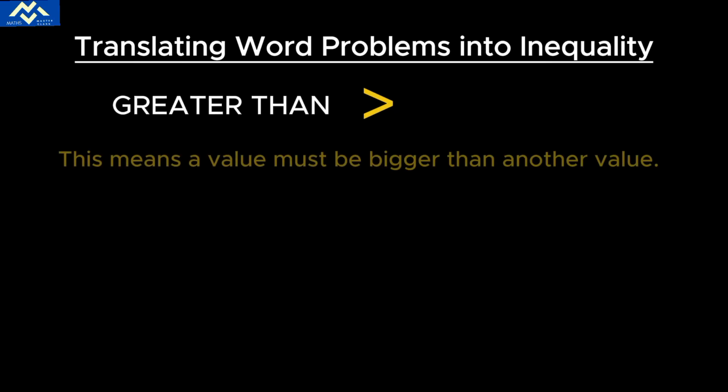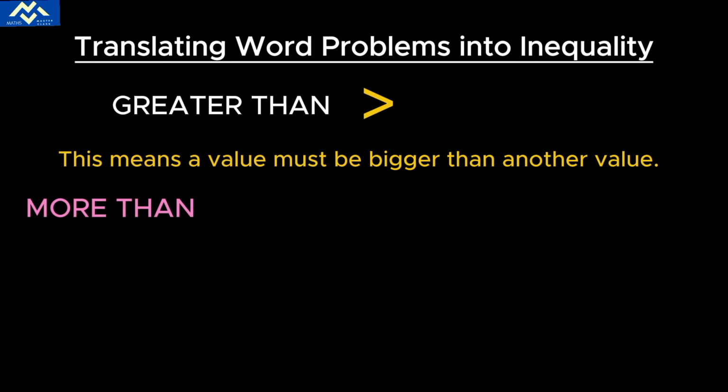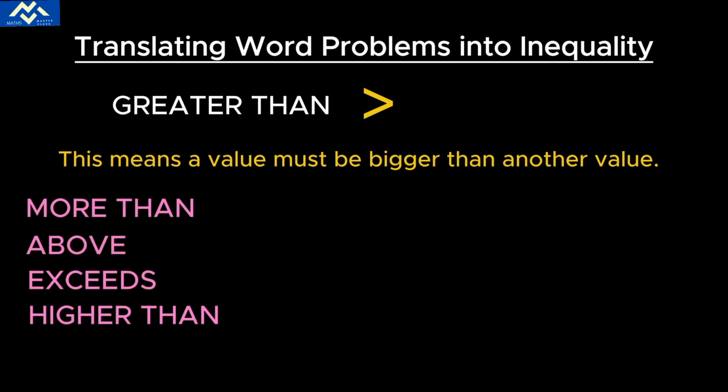Greater than. The symbol greater than means the value must be bigger than another value, but it cannot be exactly equal to that value. The following words also represent greater than. More than. Above. Exceeds. Higher than. Over. These expressions all tell us the same thing. The value must be bigger, but the boundary value itself is not included.